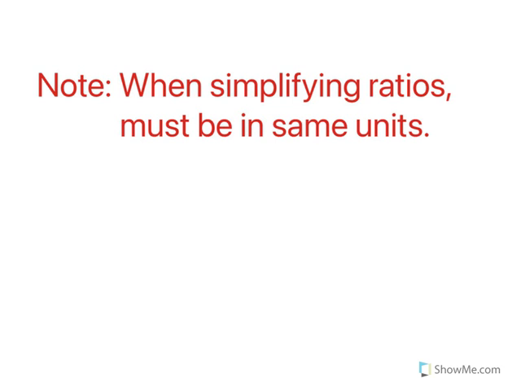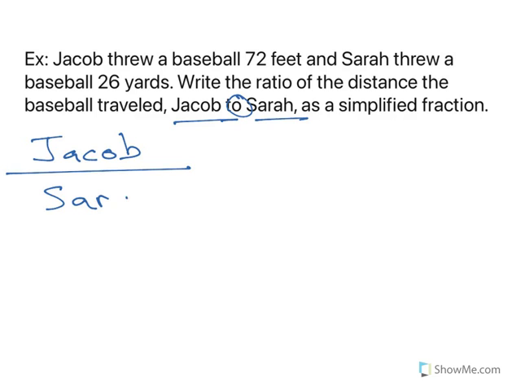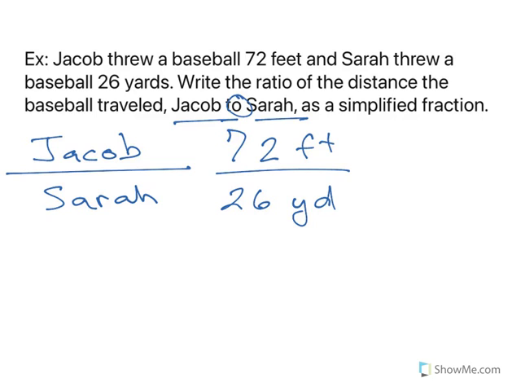Now, just again, when we simplify ratios, we must be in the same units. I say this because in our next example, Jacob threw a baseball 72 feet and Sarah threw a baseball 26 yards. Write the ratio of the distance the baseball traveled, Jacob to Sarah, as a simplified fraction. Okay, Jacob to Sarah. So Jacob's distance is on the top, Sarah's distance is on the bottom. Now, Jacob threw the ball 72 feet, and Sarah threw it 26 yards. So these are not currently in the same unit.